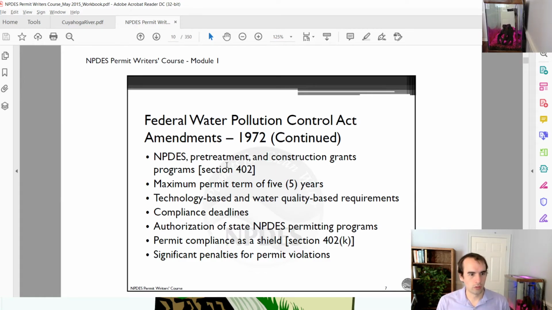So there's that pretreatment stuff, and then there are construction grant programs established for communities that need to upgrade their wastewater treatment plants but aren't able to. That's what that's about. The maximum permit term limit is 5 years. Sometimes it's just 1 year at a time for big permits or really important stuff.